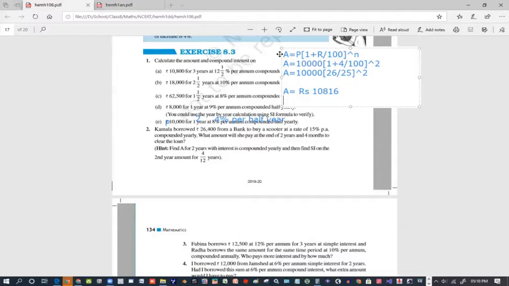So CI, we know, is amount minus principal. So 10,816 minus 10,000. So CI value will be rupees 816. So this is the answer. Verify from your book. This is the answer, rupees 816 as compound interest, and amount is rupees 10,816. So this solved question number 1.